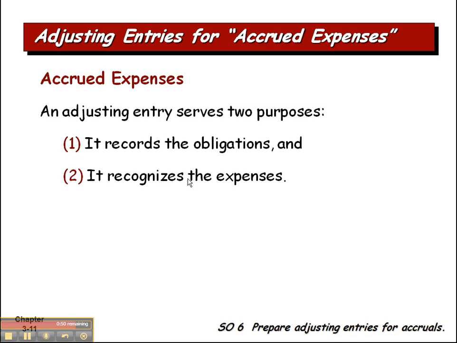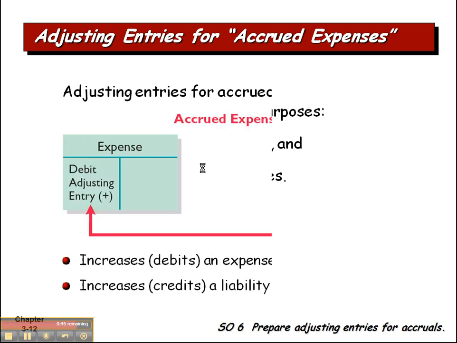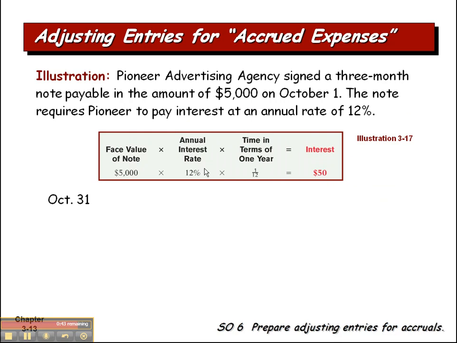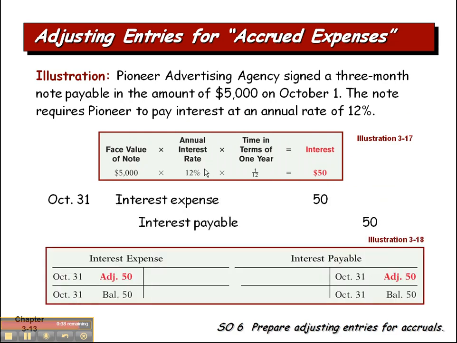Adjusting entry serves two purposes: it records the obligations and it recognizes the expenses. Here's an example with interest expense, where we're going to debit interest expense and credit interest payable. And right now, with this transaction, we're not paying anything. We're just assuming that we have a liability. We're going to recognize a liability. When we pay this, we're going to debit interest payable, and we're actually going to credit cash.